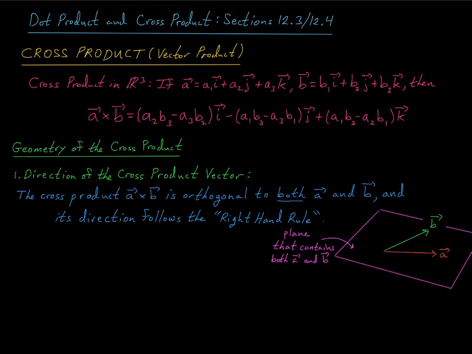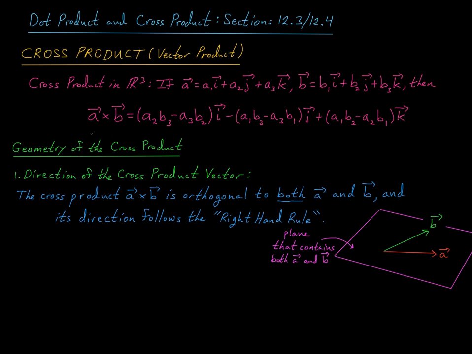Okay, so in the last video we gave the definition you see in red here for the cross product in R3, and then we saw how we can use determinants to compute cross products. In this video we're going to look at why this definition actually gives us something useful. For that we're going to turn to the geometry of the cross product.